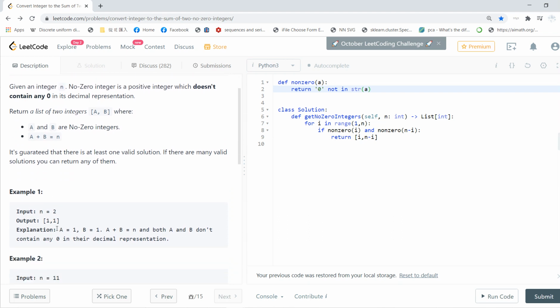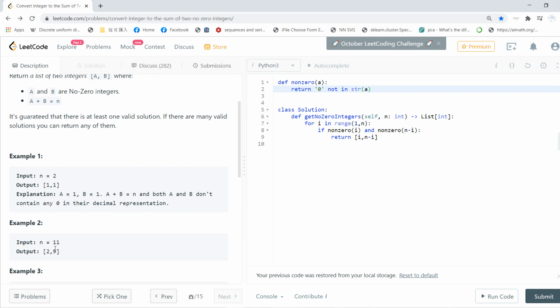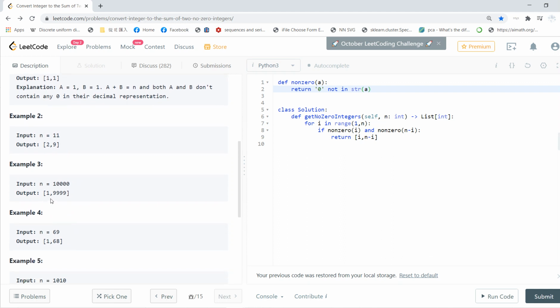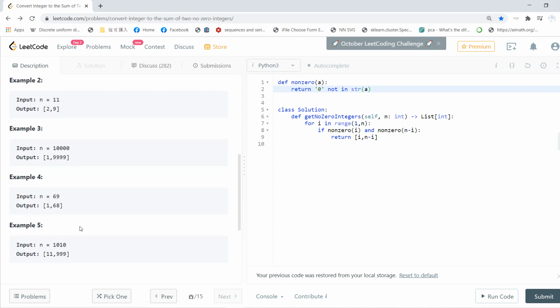2 is a special case, like 1 and 1, right? And 0 is not allowed here. For 11, if you write it as 1 and 10, then 10 contains 0, so it's not acceptable. But 2 and 9 is acceptable. So 10,000 can be 1 and 9999, which is acceptable. 69 and 168 is acceptable. 1 and 199 is acceptable for this case.